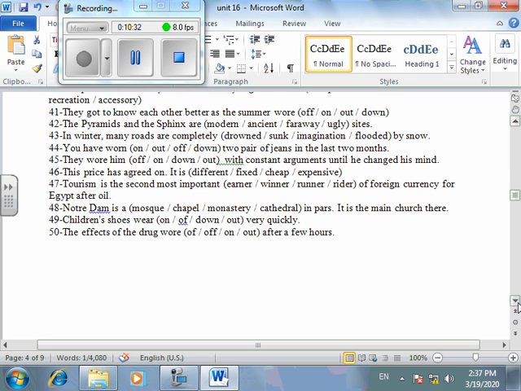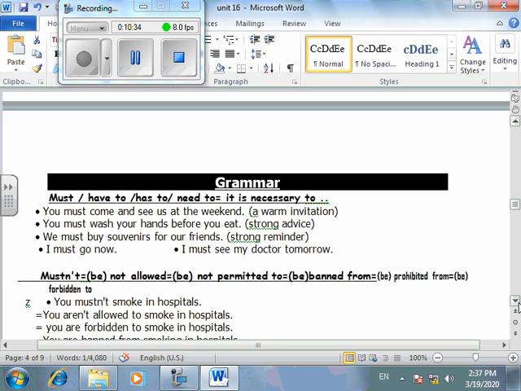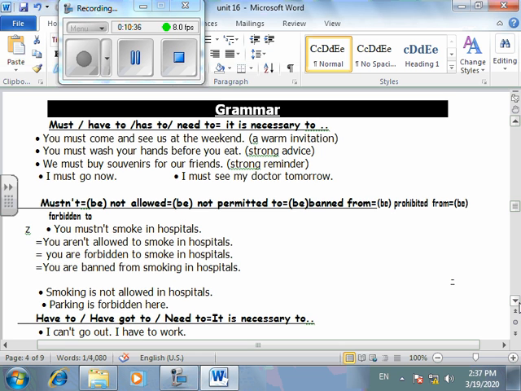Now it's time for grammar, and today's lesson is modals for necessity. By modals for necessity, I mean using must and have to and need to. When something is necessary, so it is very important for me to do it, I explain this by using must or have to. Let's read the first example.